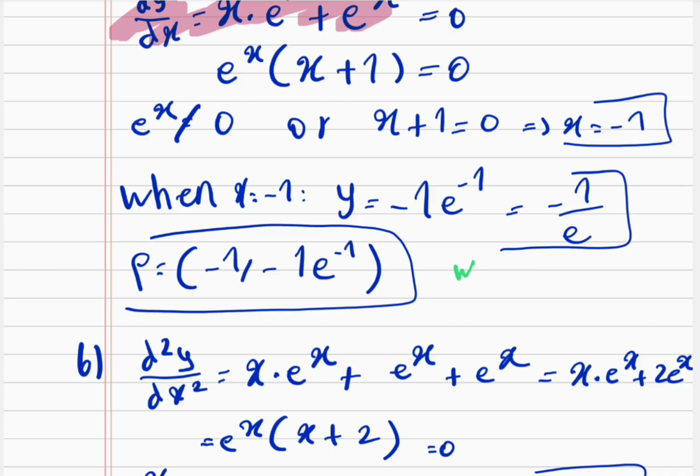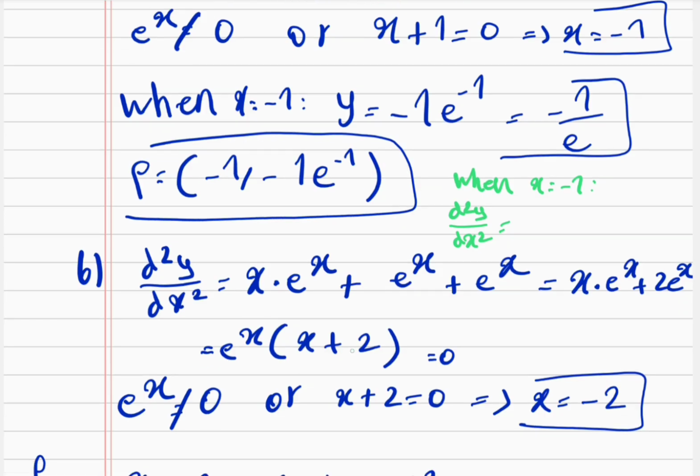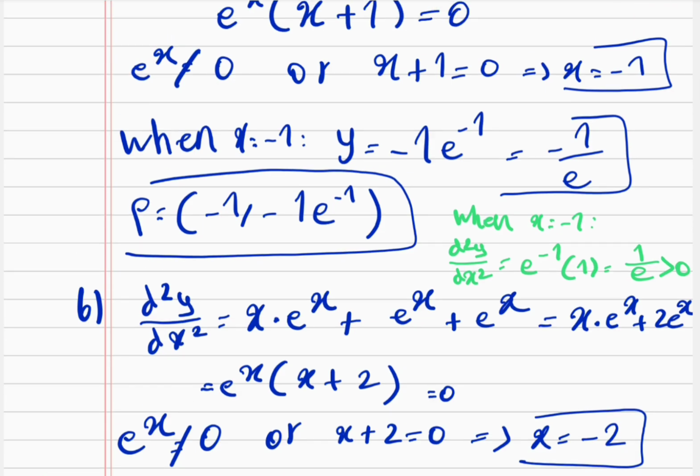So when x is equal to minus 1, d squared y by dx squared is equal to, so all we need to do is just substitute that here. And so we are going to have e to the power minus 1 times, so minus 1 plus 2 is just 1, which is 1 over e, and 1 over e is positive. Hence, this is a minimum. So its nature is a minimum. And this is going to be very important for part C.